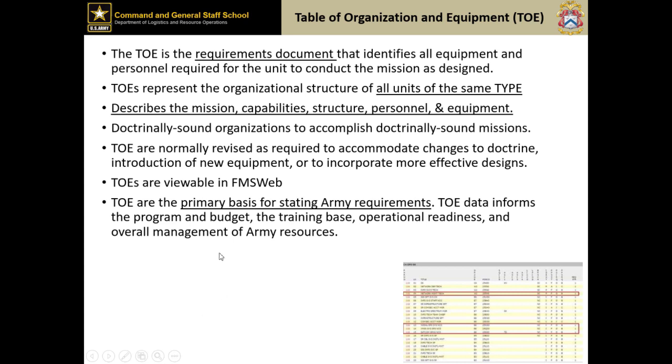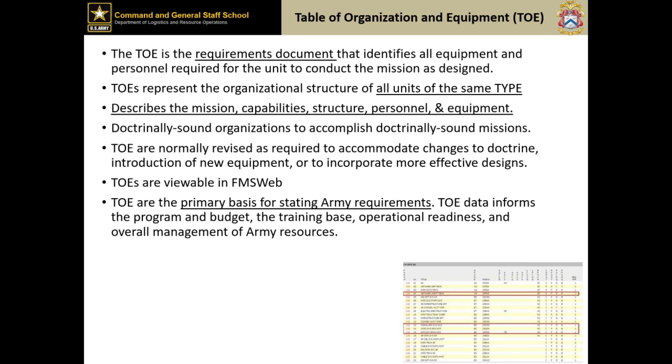Next is the TOW. It is a requirements document, as mentioned before. It identifies all personnel and equipment and a lot of personnel specialties, ASIs, additional skill identifiers, ranks, tells you everything you need, and it represents everything of the same type. So all engineer horizontal units have the same TOW. All infantry brigades have the same TOW. All armor brigades have the same TOW. All chemical decom platoons have the same TOW. That's what it describes. These are viewable in FMS Web.